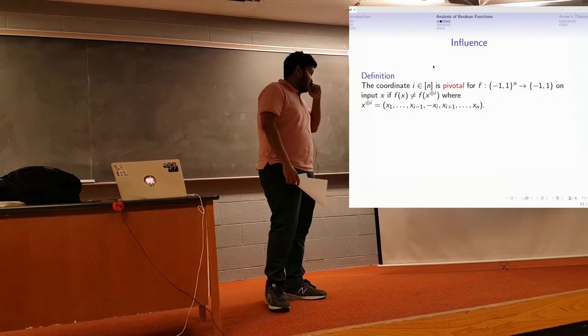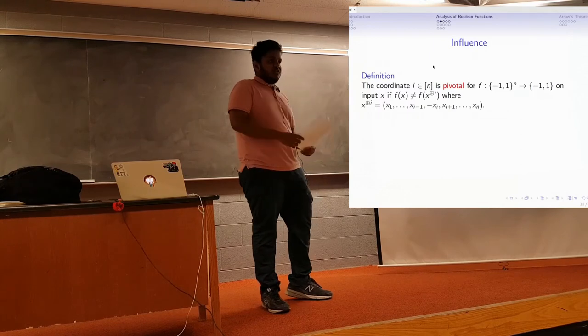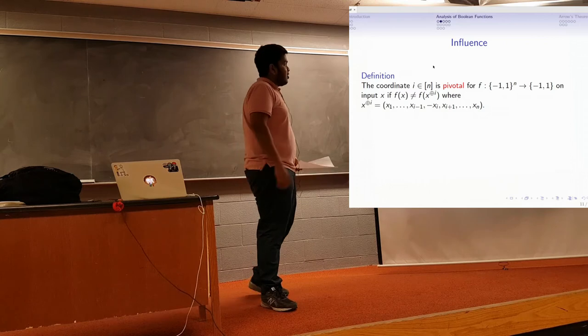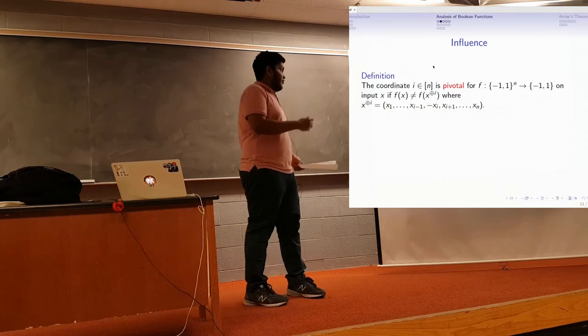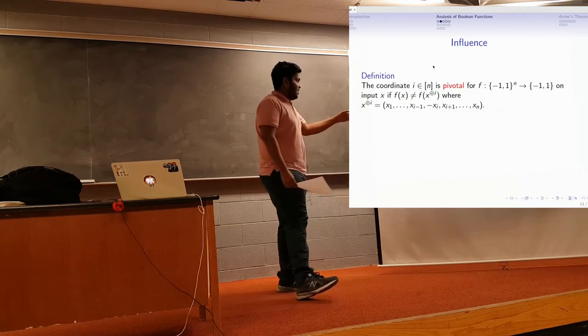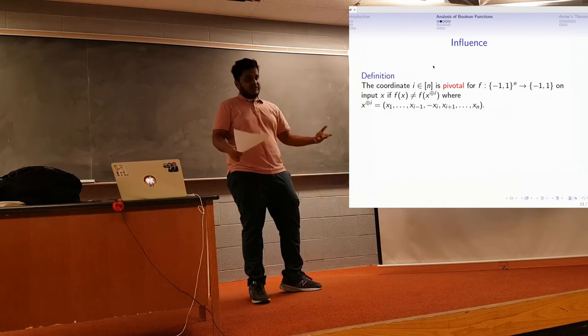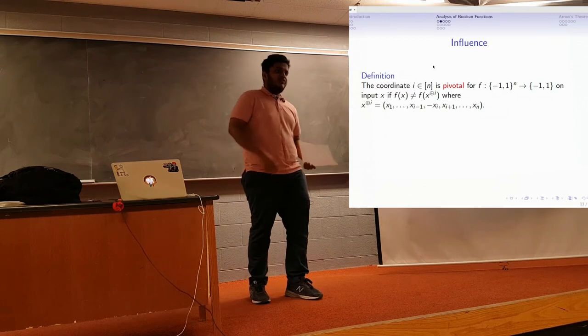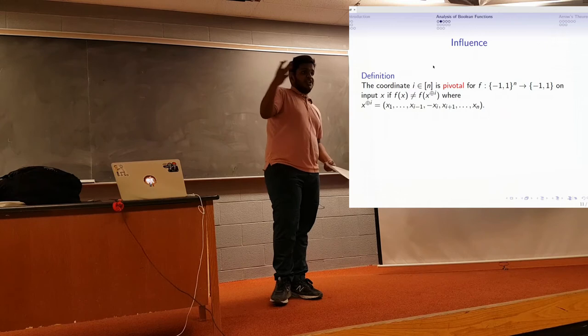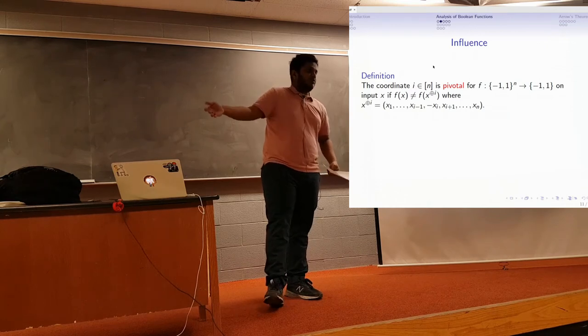Here we say that the coordinate i, which is one of 1 to n, is pivotal for a function f on an input x if f(x) is not equal to f(x⊕i), where x⊕i is just x with the ith coordinate flipped. So we are saying it's pivotal if we change the ith coordinate from, say, minus 1 to plus 1, the vote also changes from minus 1 to plus 1, or plus 1 to minus 1.